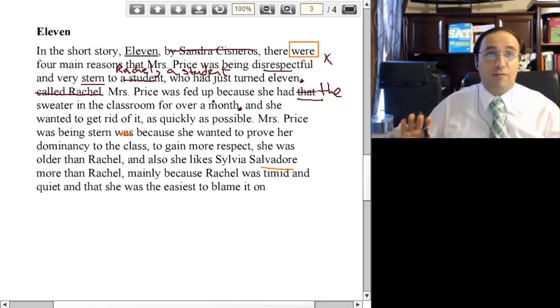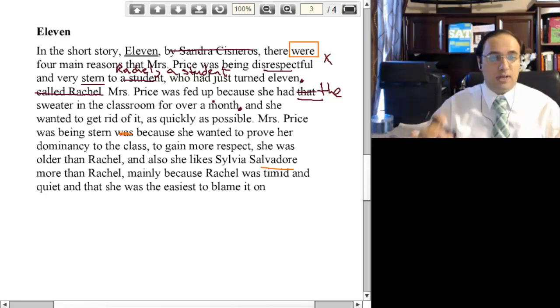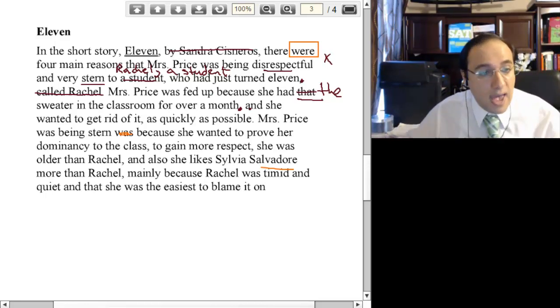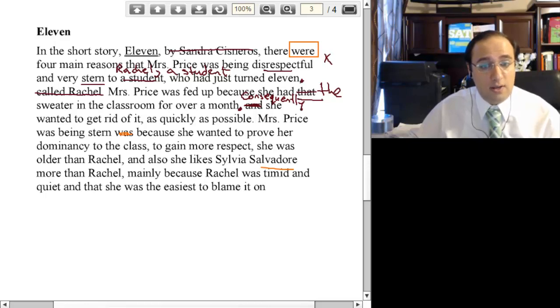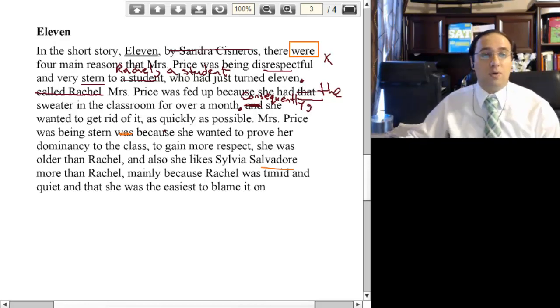Period. Enough. You have a very long sentence right here. So here's just one part. Mrs. Price was fed up because she had the sweater in the classroom for over a month. And she wanted to get rid of it as quickly as possible. Maybe I should write something like this. Consequently, or as a result, consequently, she wanted to get rid of it as quickly as possible.